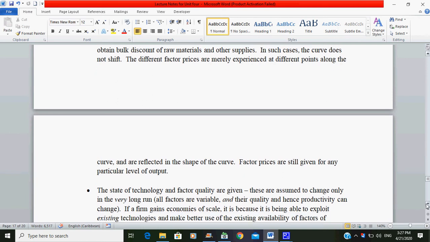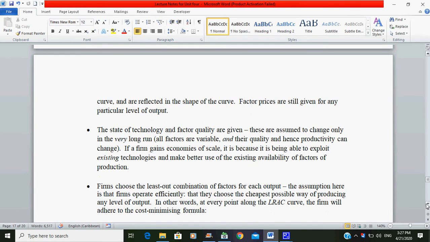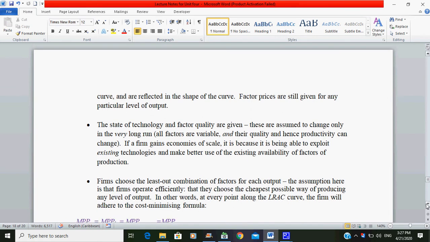The next assumption is the state of technology and factor quality are given. These are assumed to change only in the very long run, where all factors are variable and their quality and hence productivity can what? Change.